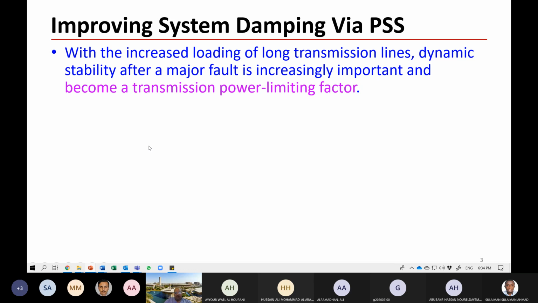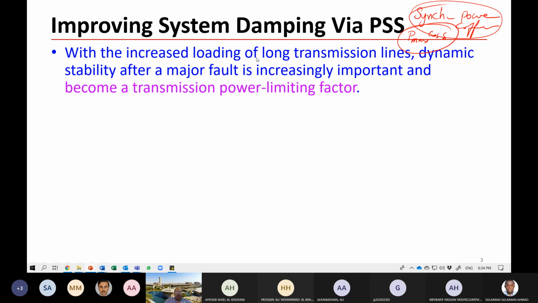Okay, now we derived before, we defined also the synchronizing power coefficient, right? So synchronizing power or synchronizing torque coefficient, when we have the power equal to P max cosine delta, this is similar to Ks in that equation.